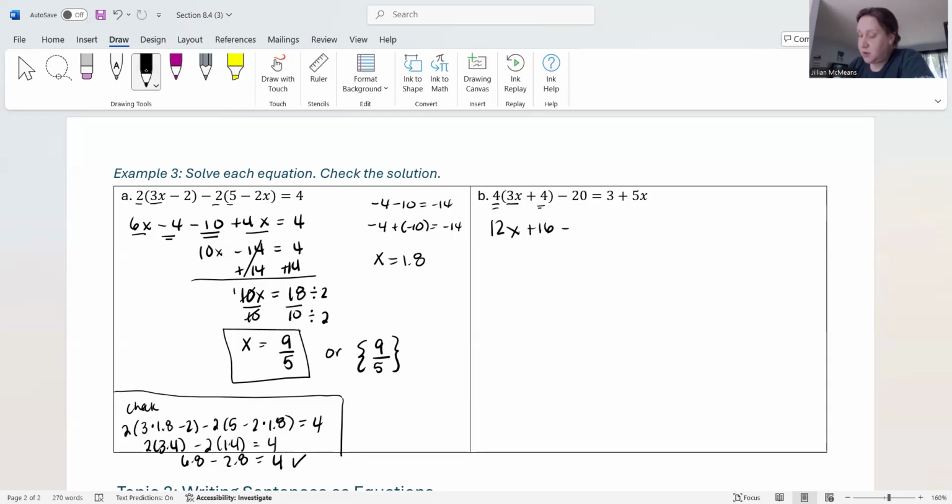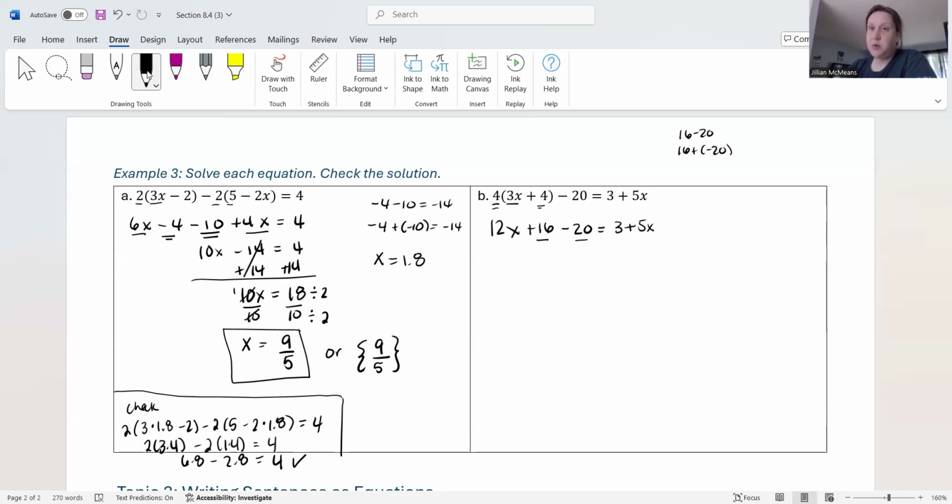So we want to drop down minus 20 equals 3 plus 5x. Okay, well, the left-hand side can be simplified. I have a single variable term, but notice here I have 2 constant terms. So let's simplify our constants. 16 minus 20, that's going to be negative 4. If you need to think of 16 minus 20 as 16 plus negative 20, that's okay.